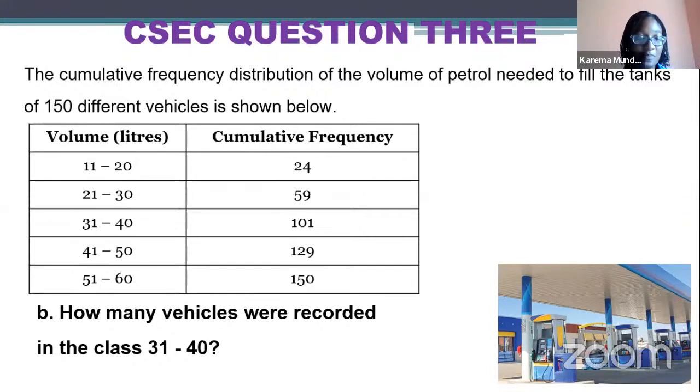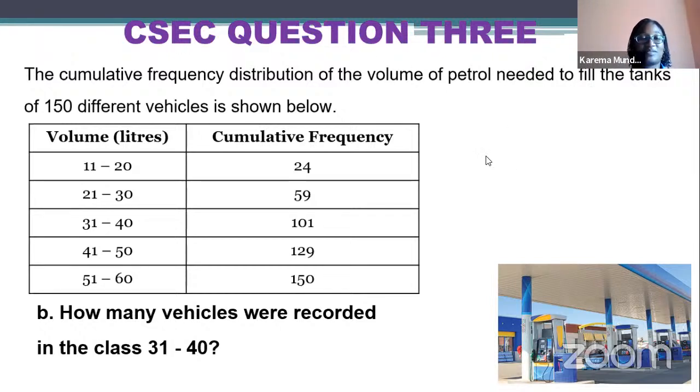Who's gonna tell us? Seems as if they're malicious. Miss Edwards, probably. Is it, are you sure? How many vehicles were recorded in the class 31 to 40? Okay, somebody's in the chat.